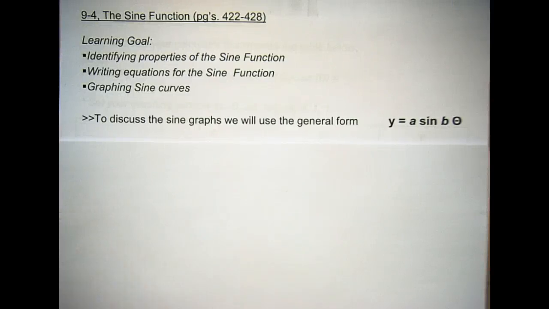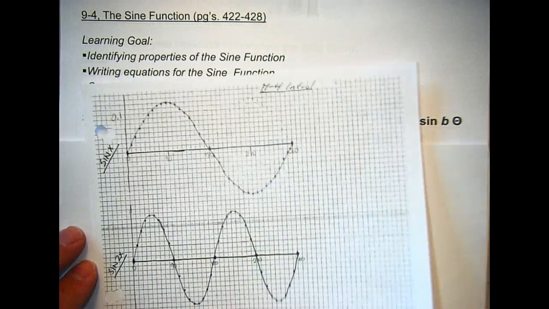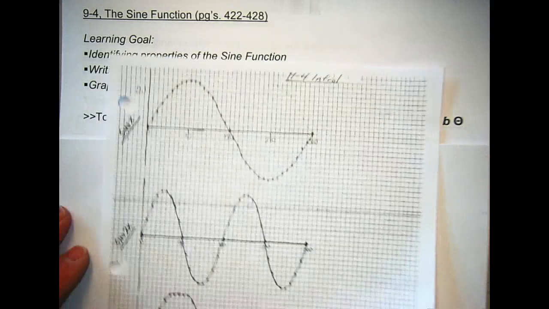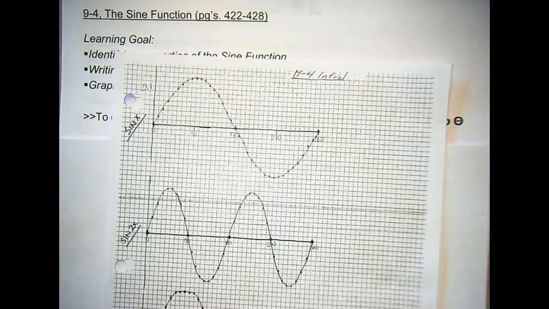Okay, so when dealing with graphing in 9.4 here, using the form y equals a sine b theta, that's what we're going to be using. That form we're going to be using a lot. We're going to be changing the trig value in there, whether it be sine, cosine, or tangent.